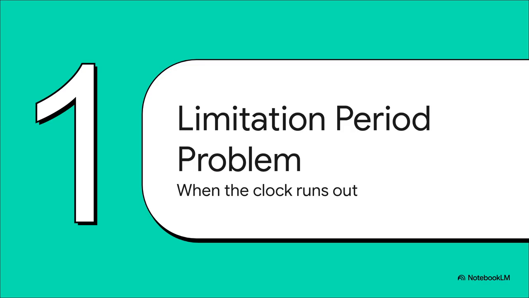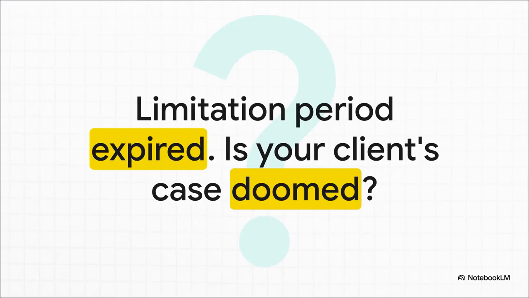All right, let's start with a scenario that gives every lawyer nightmares. It's that moment you realize the clock has run out and your client's case is hanging by a thread. So, picture this. You're deep into a file and your stomach just drops. You've spotted a huge mistake in the claim. Maybe you sued the wrong company, or you completely missed a cause of action. The real problem? The limitation period ticked over last week. So what do you do? Is the case just over?